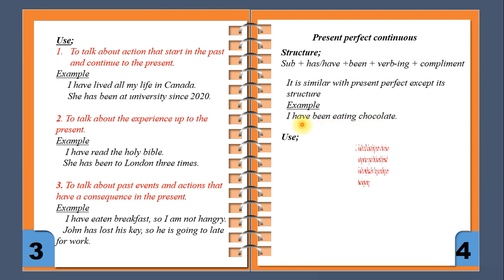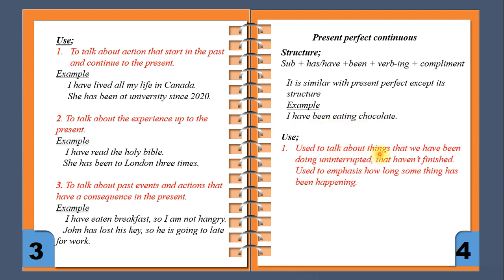I have been eating chocolate. We use it to talk about things that we have been doing uninterrupted, that haven't finished. You should emphasize how long something has been happening.